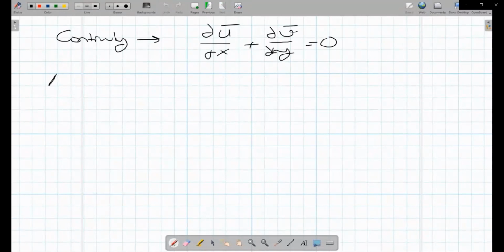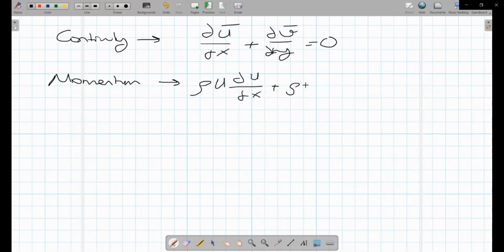So we need to apply this to the momentum equation as well. The equation that we will use is, let's say, the simplified equation for boundary layers. First, let me write the original equation. For a steady incompressible boundary layer, rho u du dx plus rho v du dy is equal to, on the right hand side, I think you have seen this in the previous classes.